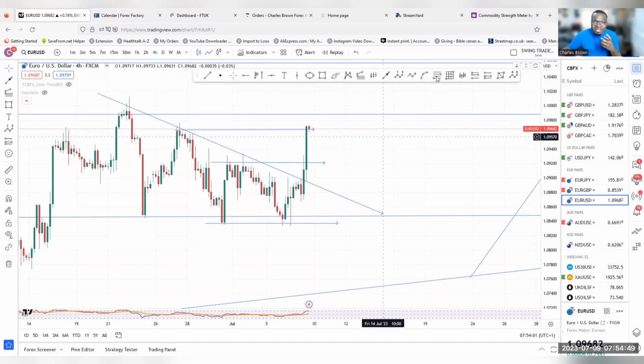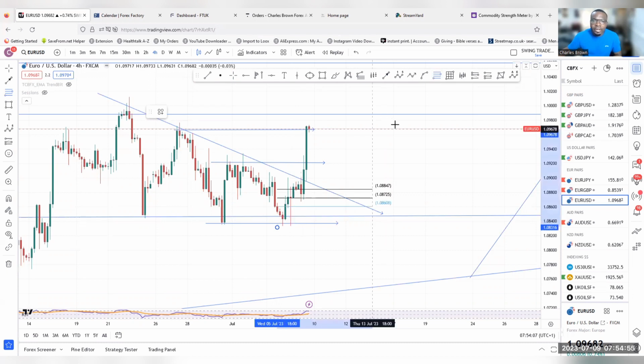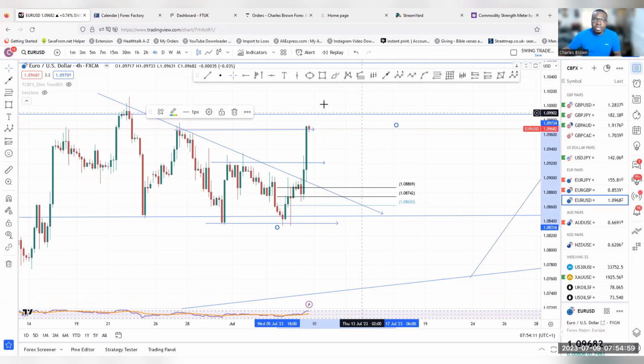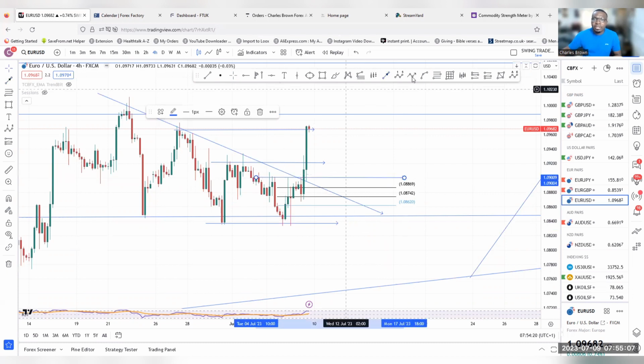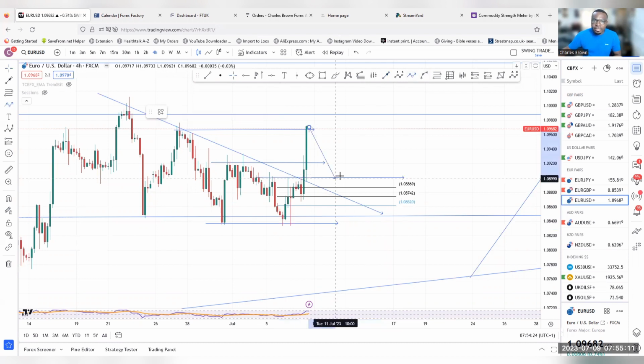So for those of you that trade Fibonacci, all you need to do is put your swing high to swing low over there and expect price to come in between this zone. So I'm expecting price to come into the zone, which is the 50 level. Price comes into that level, and then expect another bullish ride. So this is the trade you're going to be looking for this week.